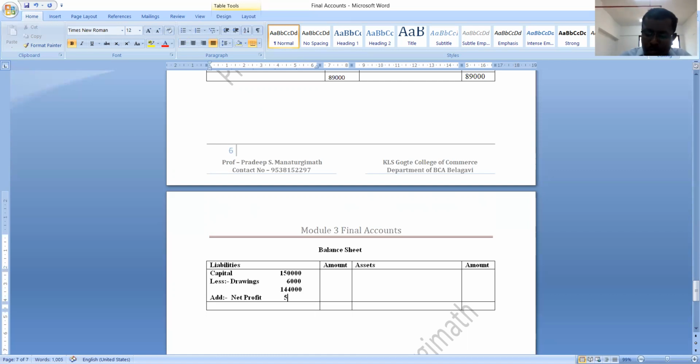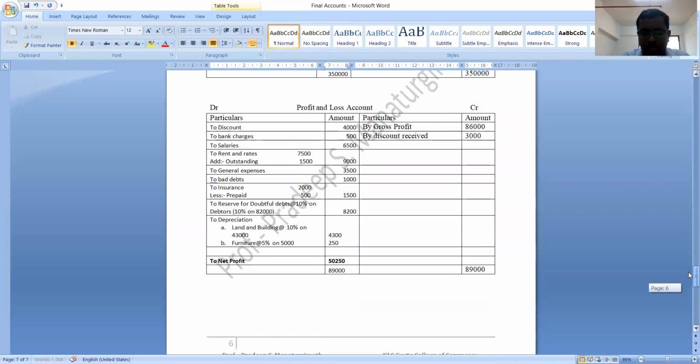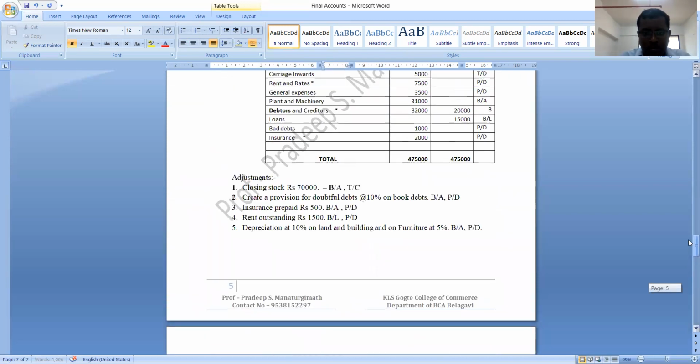Net profit should be transferred to the balance sheet. So how much is the net profit? It is 50,250. So what is the total capital now? 1 lakh 44,000 plus 50,250. It is 1 lakh 94,250. This much is the total capital. Understood? Okay.